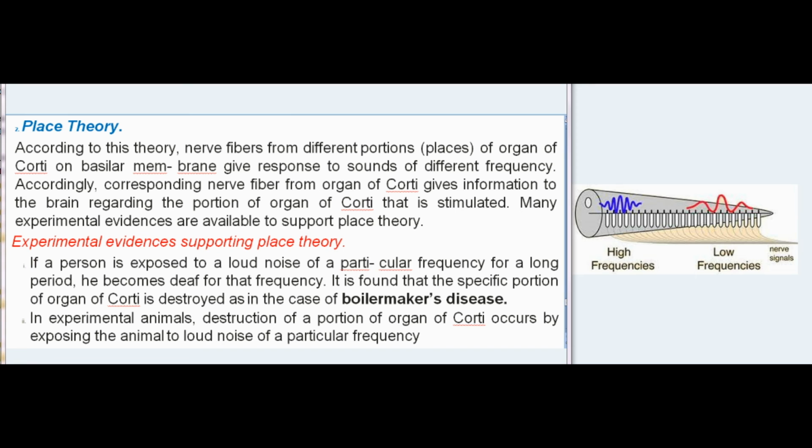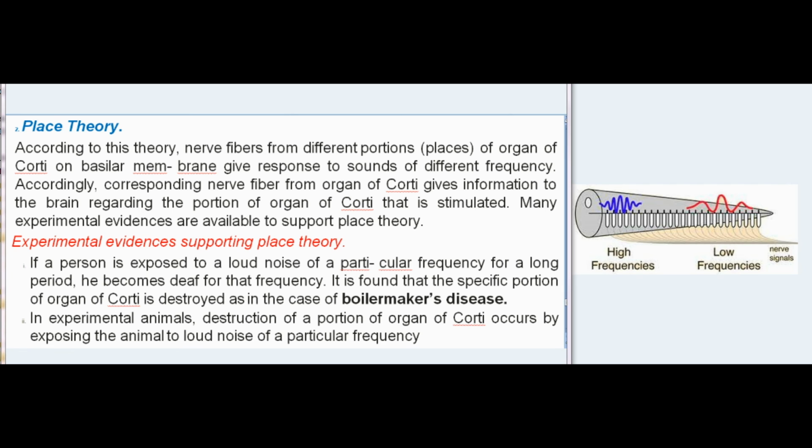Place theory. According to this theory, nerve fibers from different portions, places, of organ of Corti on basilar membrane give response to sounds of different frequency. Accordingly, corresponding nerve fiber from organ of Corti gives information to the brain regarding the portion of organ of Corti that is stimulated. Many experimental evidences are available to support place theory. Experimental evidences supporting place theory.